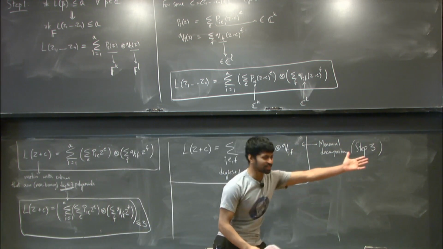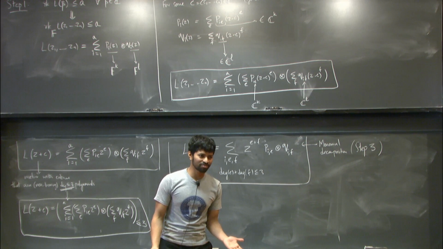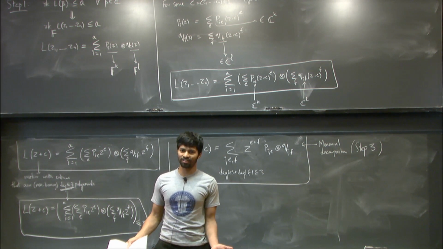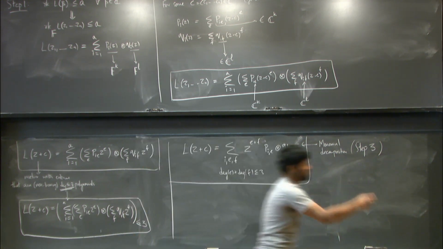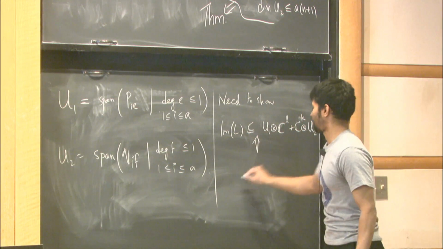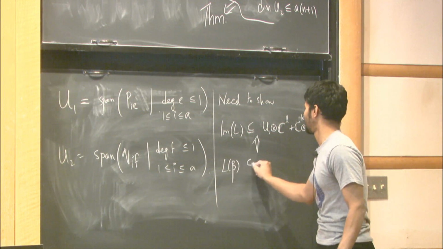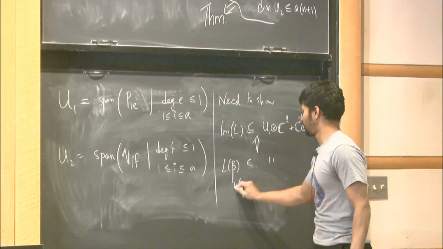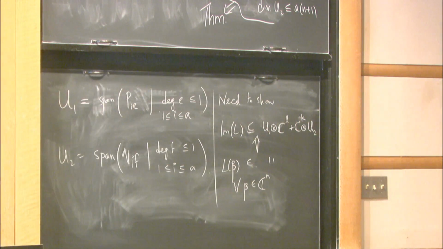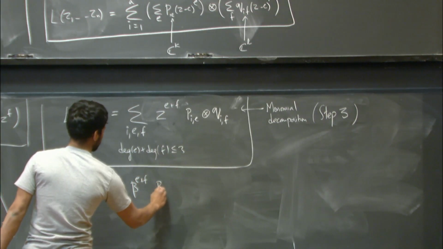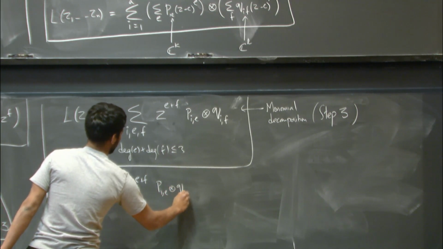Okay, so let me show you. I want to show the image is inside something, right? So let me just plug in something inside C^n and show you that it's there. Showing this is basically the same thing as showing that L of beta belongs to this for all beta that you can possibly input. So let me input a beta and see what I get. I get L of beta plus the sum over i, e, f of beta^(e+f) P_i^e tensor Q_i^f.